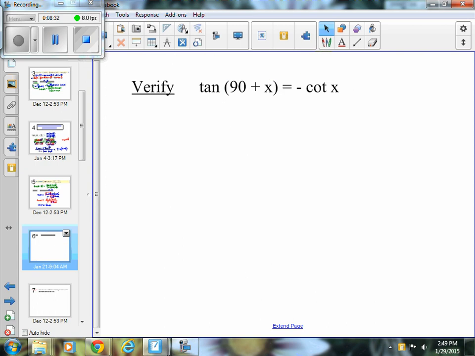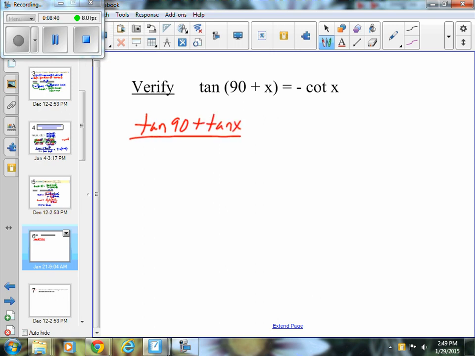If you try to verify this and write it out, I'm just going to start this. You don't have to write this down. Tangent of 90 plus tangent of x over 1 minus tangent of 90 times tangent of x. Don't have to write that, just think about that for a second. If you're going to verify this and you have to substitute for those, what is the tangent of 90? It's vertical, that would be undefined. So I can't substitute in undefined. So I'm not going to be able to use tangent the way it's written.